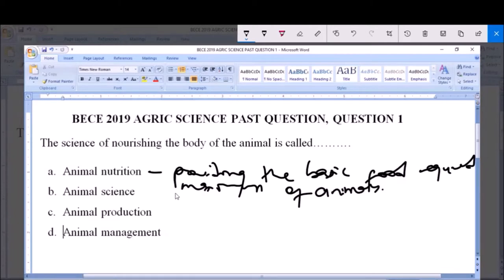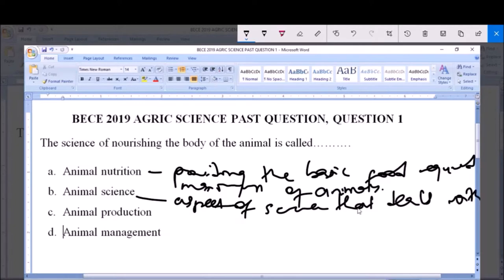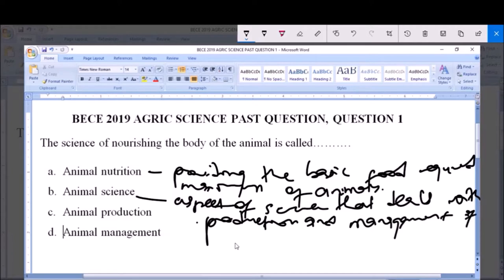Now, animal science, on the other hand, is the aspect of science that deals with production and the management of farm animals. Not only farm animals, actually, animals in general, be it farm animals or wild animals. So animal science is the aspect of science that deals with the production and management of farm animals and wild animals. Like we know, farm animals are the cattle, the sheep, the wild animals like lions. So that's animal science.